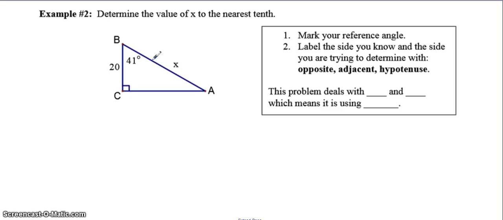So, mark your reference angle. There it is. There's our reference angle. Label the side that you know and the side you're trying to determine. So the side we're trying to determine is opposite the right angle, so that is equal to the hypotenuse. The side that we know is touching the angle of 41, so that's the adjacent side. So this problem deals with adjacent and hypotenuse, so that means we're going to use the cosine formula.